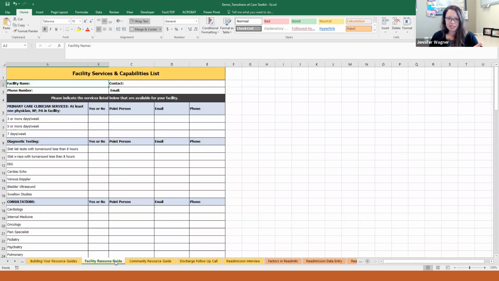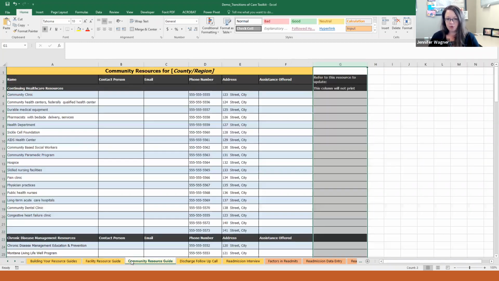So here's your facilities and service capabilities list, and it just has everything that the hospital can provide. And then the community resource guide is the same idea for that community. Both guides need to be reviewed and updated on a regular basis if they're going to be recorded in this formatting. Another option, especially for the community resources, is to document where the database resource is available.